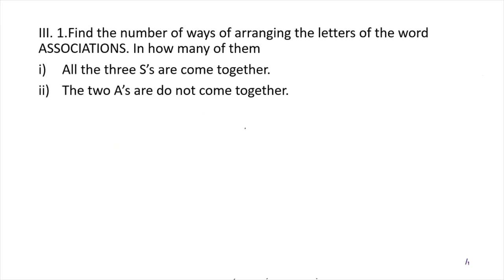Okay. Next, let us look into this question. Find the number of ways of arranging the letters of the word associations. In how many of these all the 3 s's come together, no 2 a's come together? So we have this word associations. In this we have 2 a's. This is a little bit big word, which contains 12 letters.